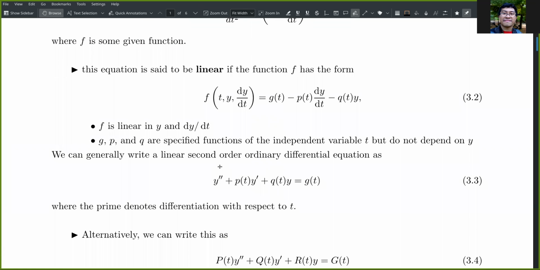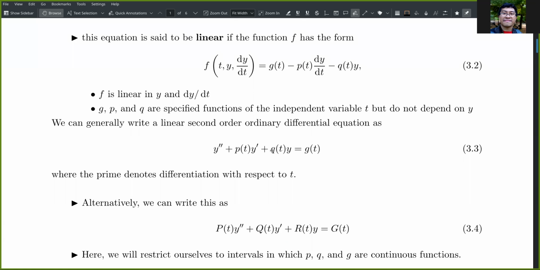not depend on y. We can generally write a linear second order ordinary differential equation as y double prime plus p(t)y prime plus q(t)y equals g(t). Here the prime denotes the differentiation with respect to t.